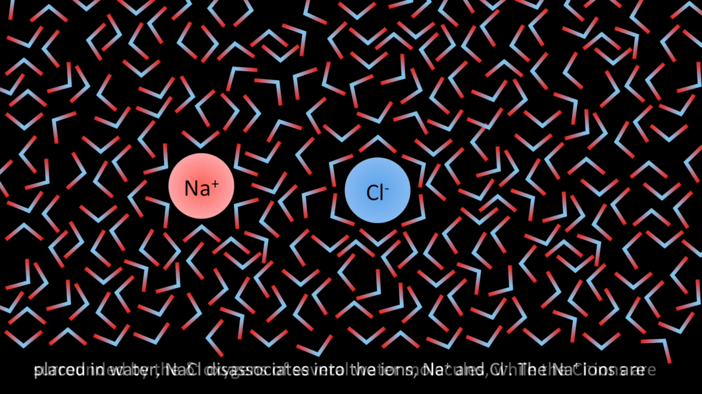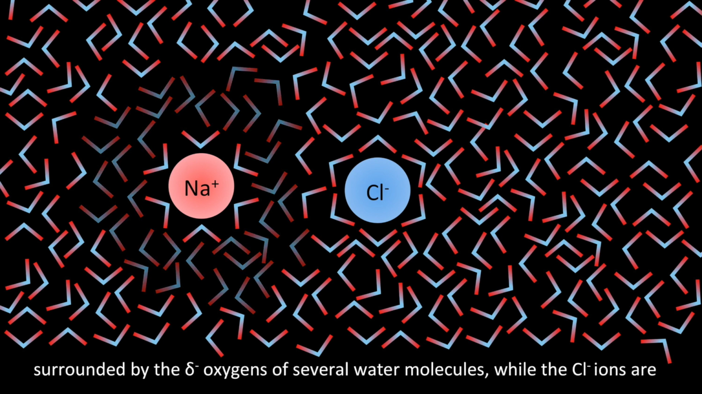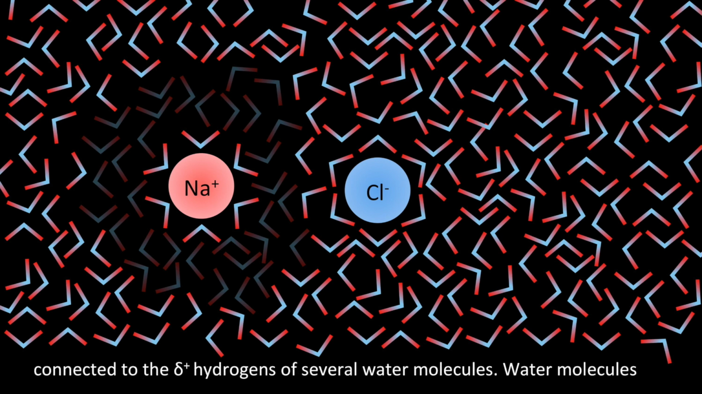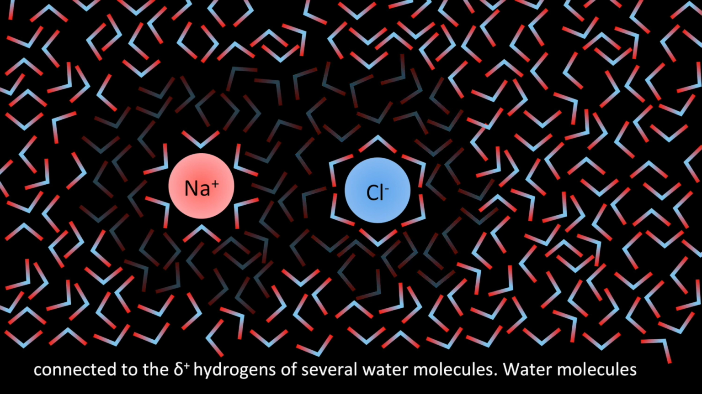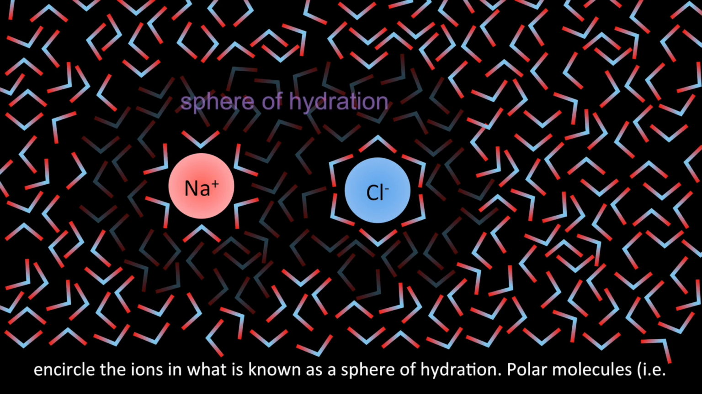The sodium ions are surrounded by the partially negative oxygens of several water molecules, while the chlorine ions are connected to partially positive hydrogens of several water molecules. Water molecules encircle the ions in what is known as a sphere of hydration.